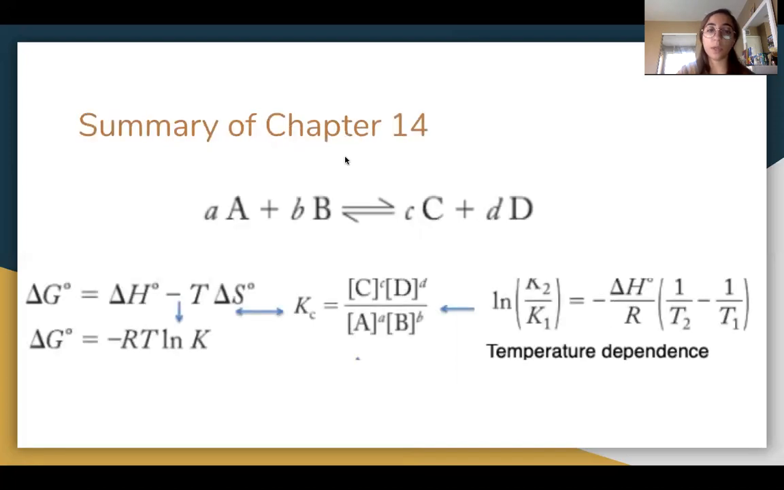So this is a summary of chapter 14 that Professor Tang put on there. These are all the equations that she gave. That's one way to find delta G. This is another way to find delta G, if you have the equilibrium constant, temperature, and the R. You always have R. Another way to find the equilibrium constant is by taking the concentration of the products raised to their molar coefficient over the concentration of the reactants raised to their molar coefficient. This is also the Van't Hoff equation, which is temperature dependent.